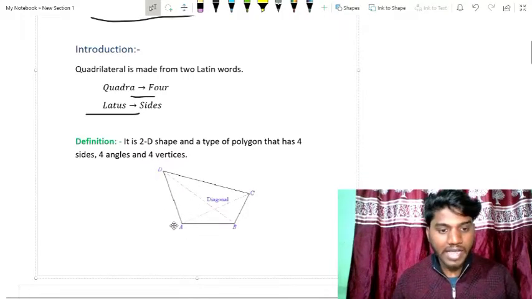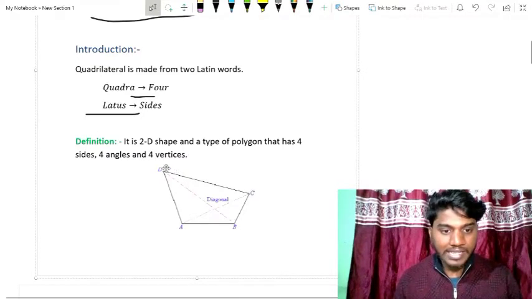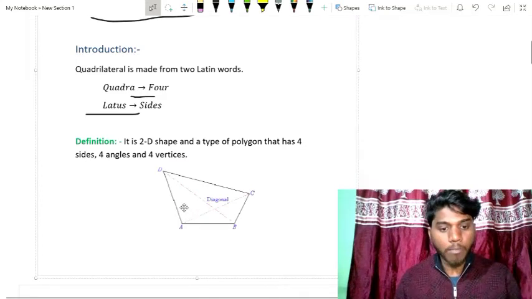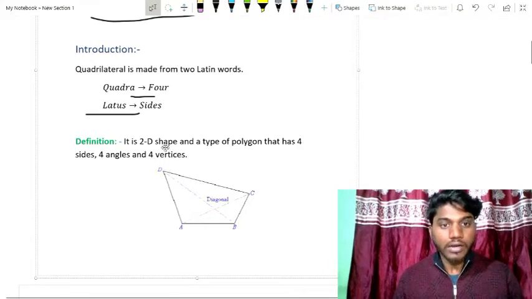AB, BC, CD, and DA are sides of the quadrilateral. Angle A, angle B, angle C, angle D are the angles of the quadrilateral. A, B, C, and D are vertices of the quadrilateral, and AB and CD or BC and AD are the opposite sides. Angle B and angle D or angle A and angle C are the opposite angles. AC and BD are the diagonals of the quadrilateral.